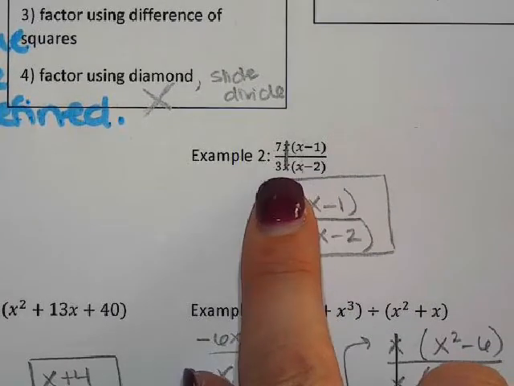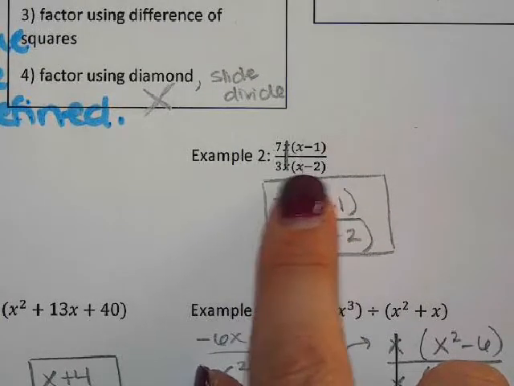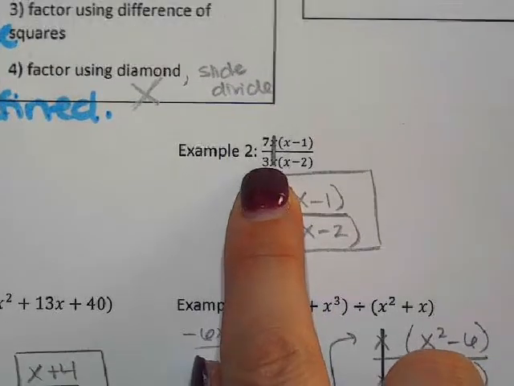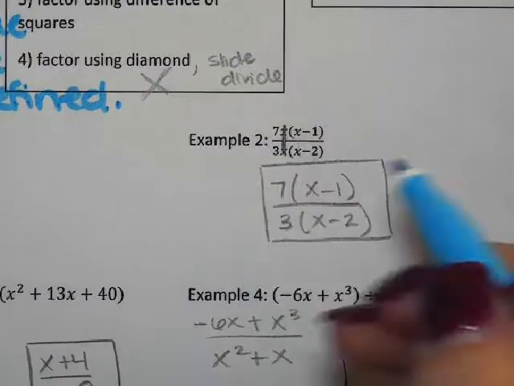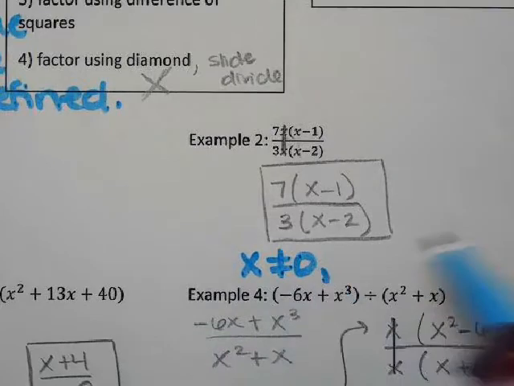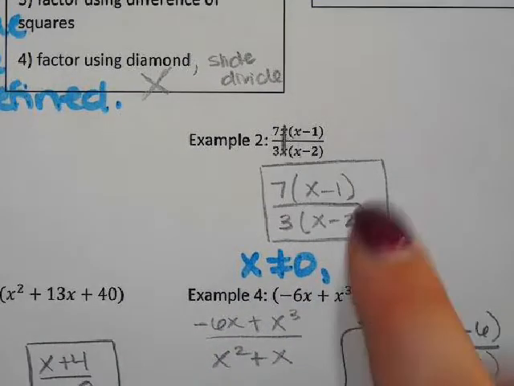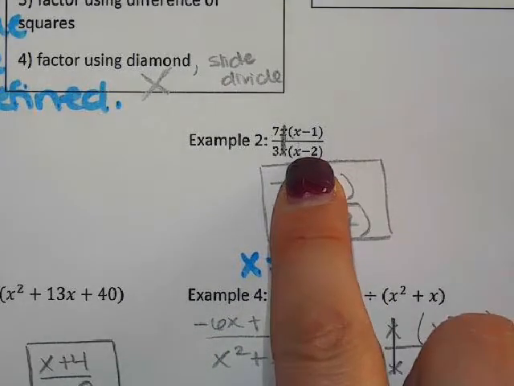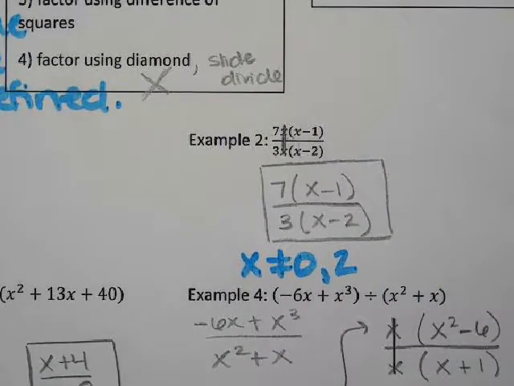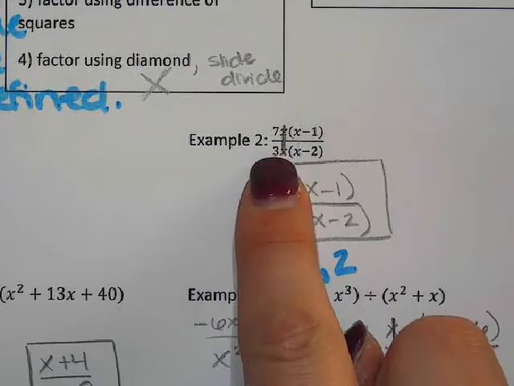Over here, the bottom would be considered a binomial. If we were to FOIL out the bottom or multiply it out, it would have 2 terms. For the 3x, I can see that the x canceled, but it's still an excluded value. So for the 3x, I'm going to say x cannot equal 0 because that would 0 out the denominator. If I plug a 2 into that factor, that would 0 out the denominator. So those are my 2 excluded values: can't have 0, can't have 2.